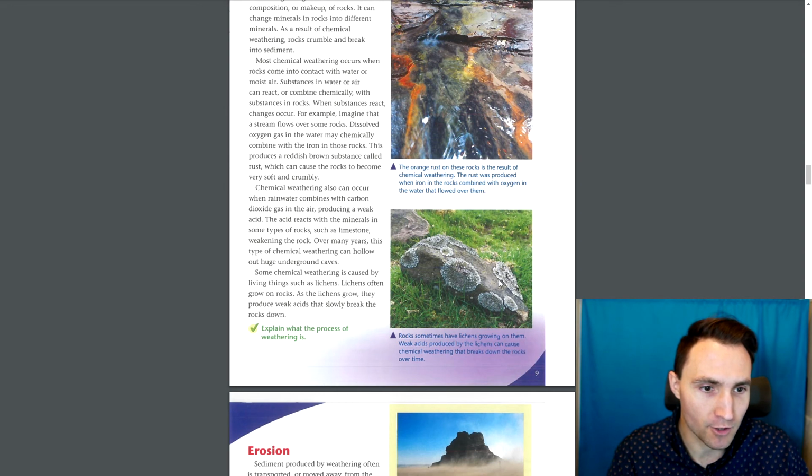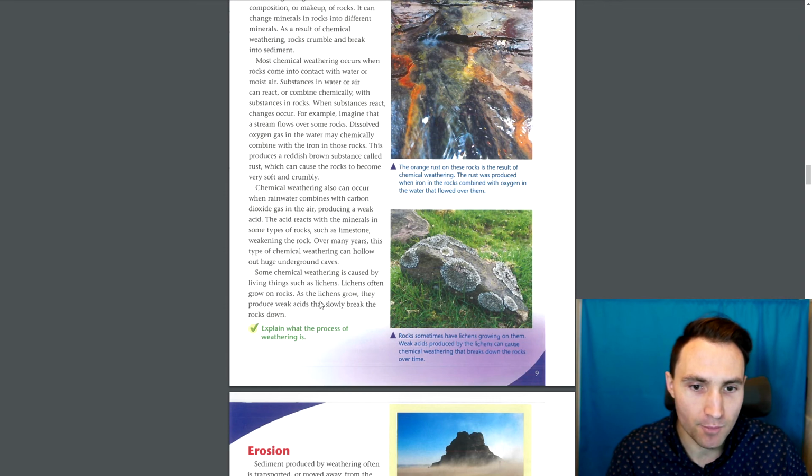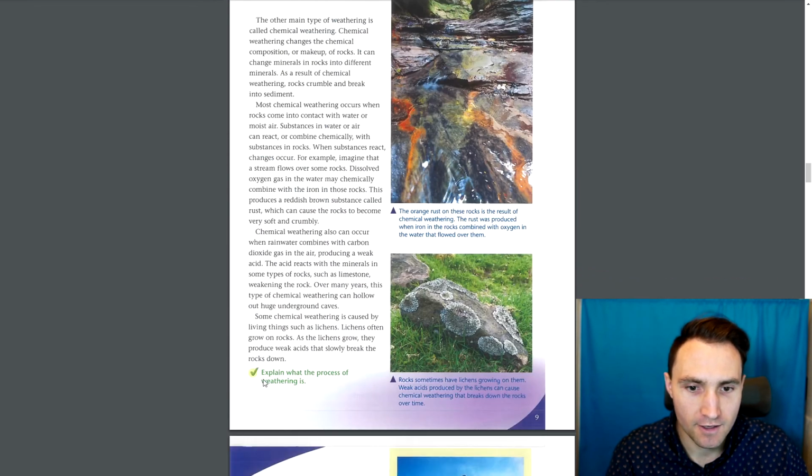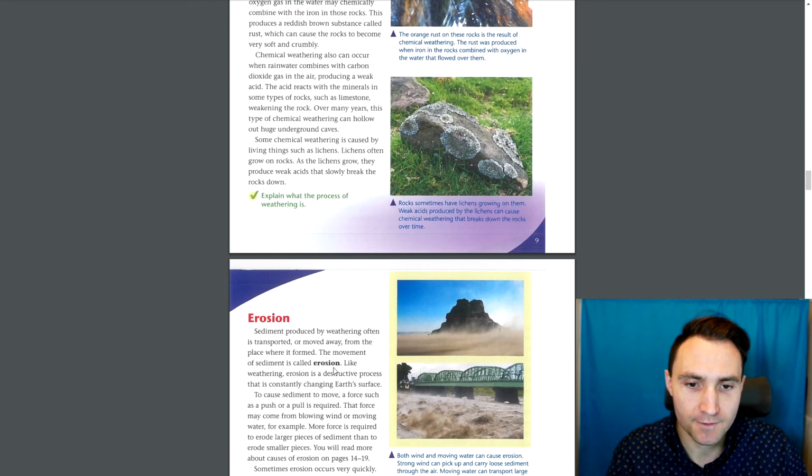Here's a picture of chemical weathering right here. Rocks sometimes have lichens growing on them. Weak acids produced by lichens can cause chemical weathering that breaks down the rocks over time. And then here's your checkpoint. This is your checkpoint for the weathering section. So answer this discussion post: explain what the process of weathering is.